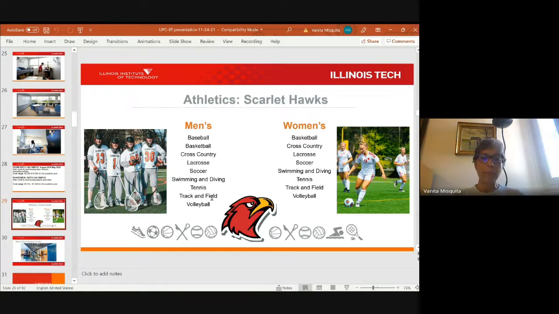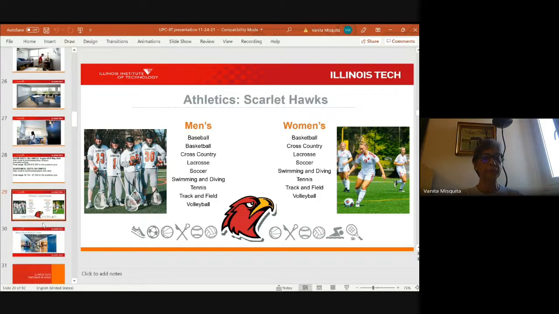We do have men's athletics: baseball, basketball, lacrosse, soccer, tennis, swimming, volleyball. Similarly for women, there is soccer, basketball, cross country. We do not have rugby, nor do we have American football. And students can participate in our teams and play locally with other institutions.